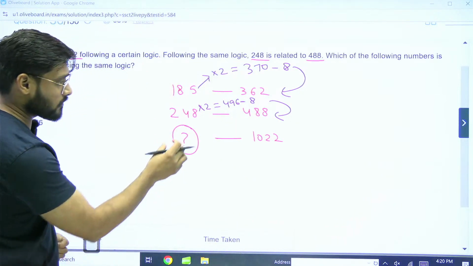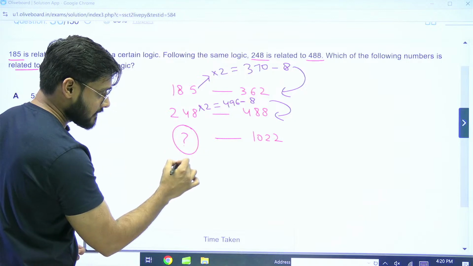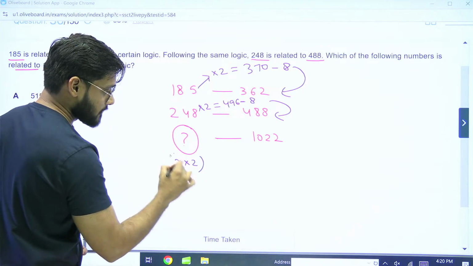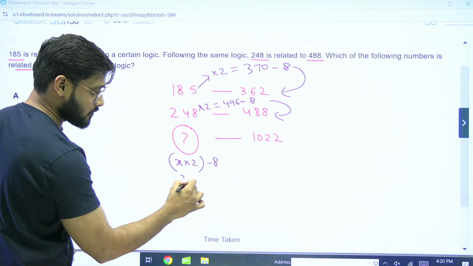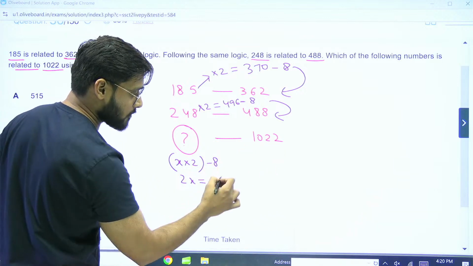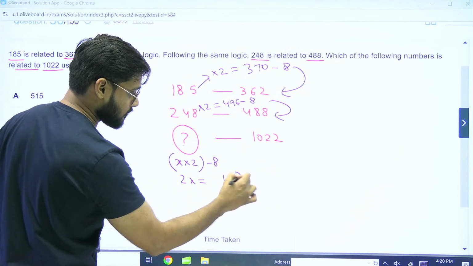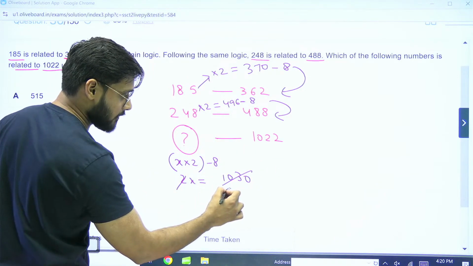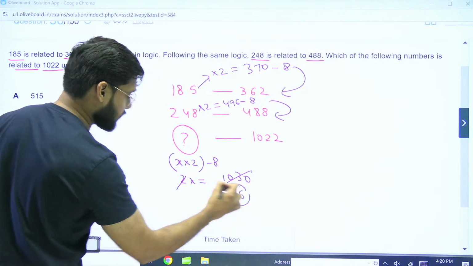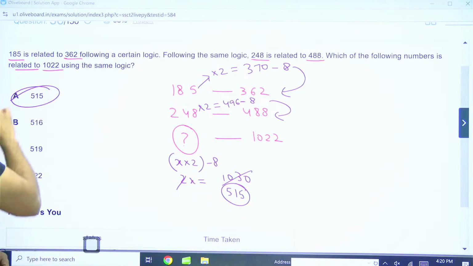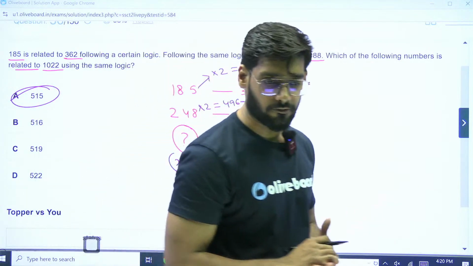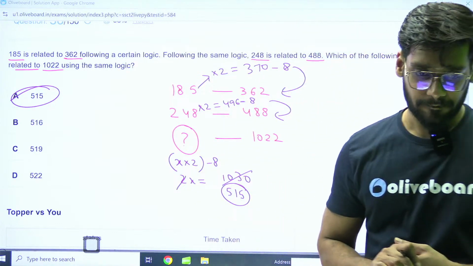Doing the same logic, this number is x multiplied by 2 minus 8. So it will become 2x equals 10 after 8 goes over there. Then 2 will divide 10 by 5, giving 5. 15 is the right answer. That is option number A, 15.